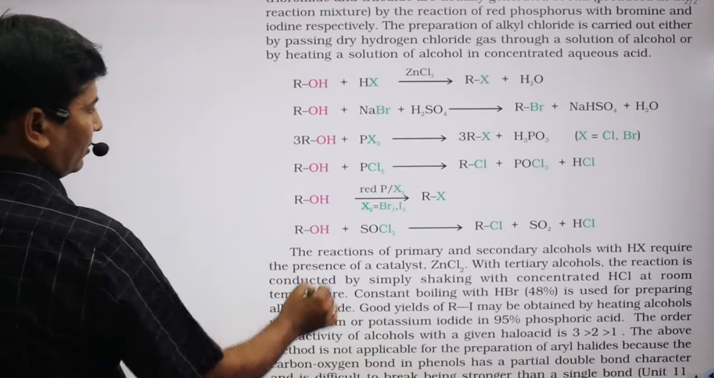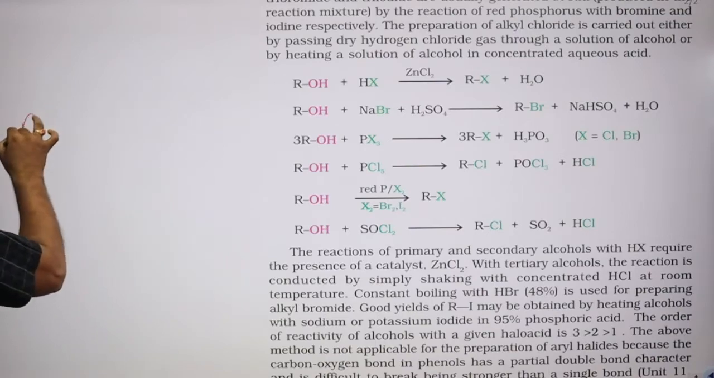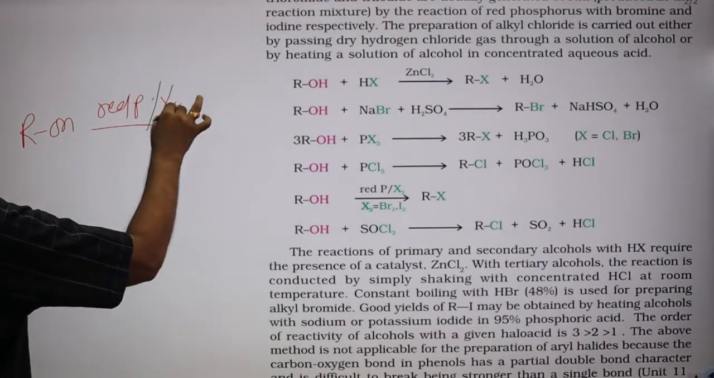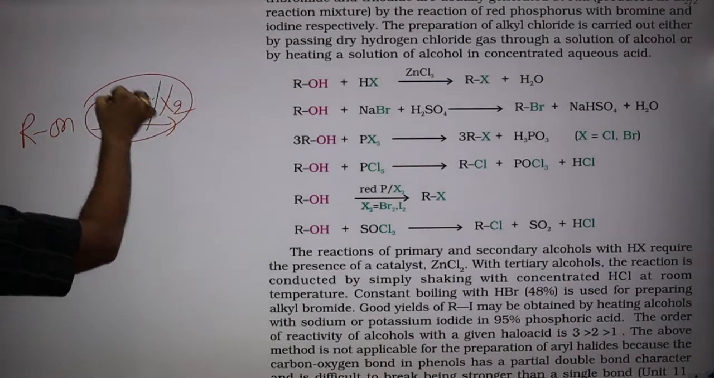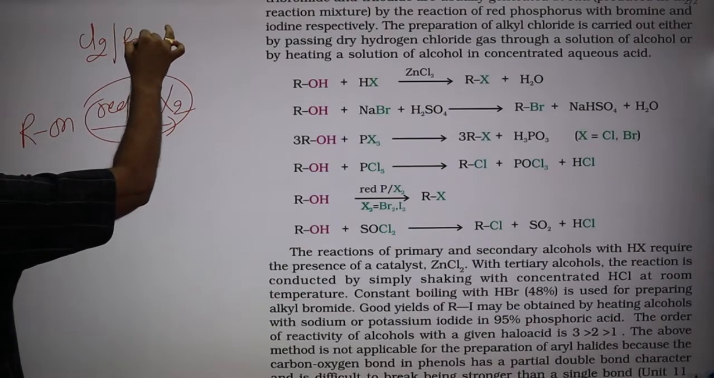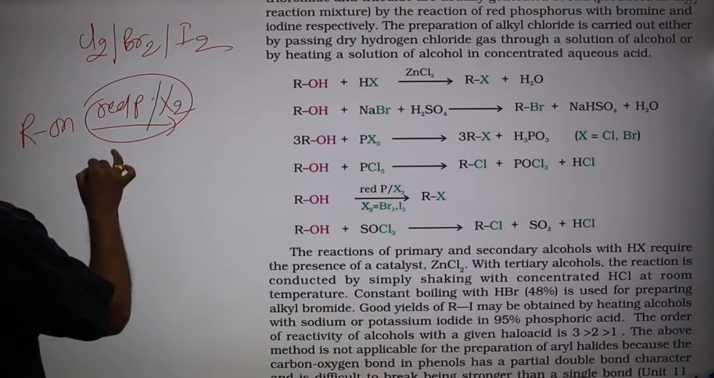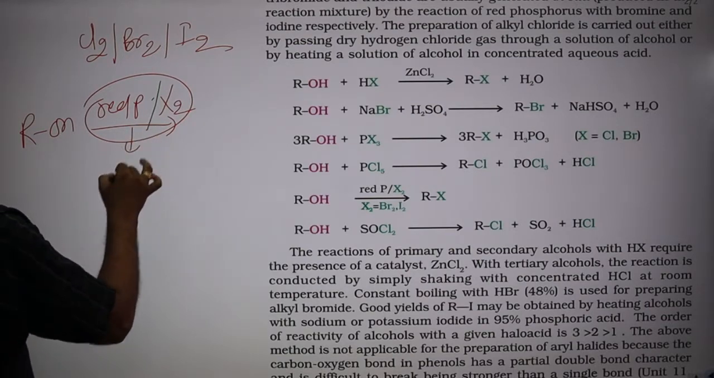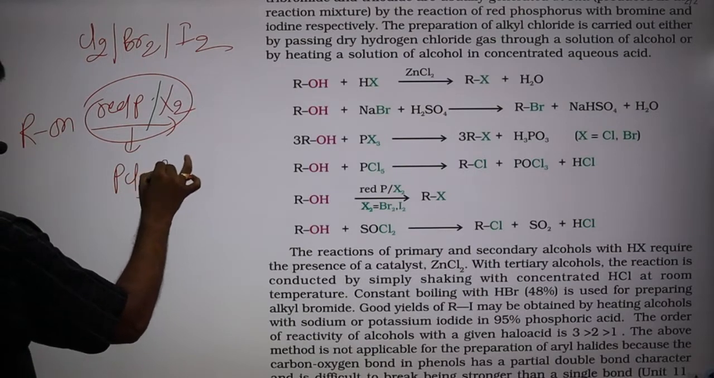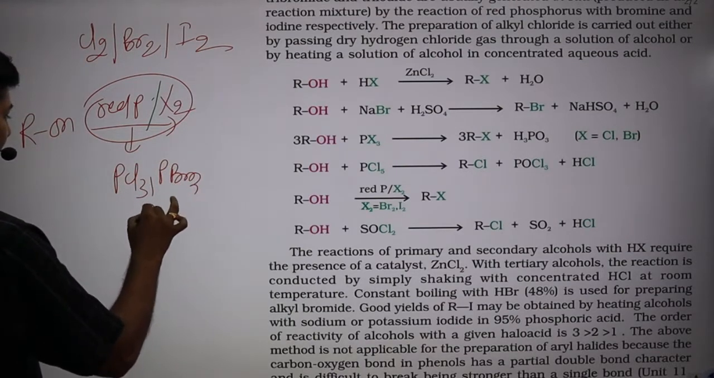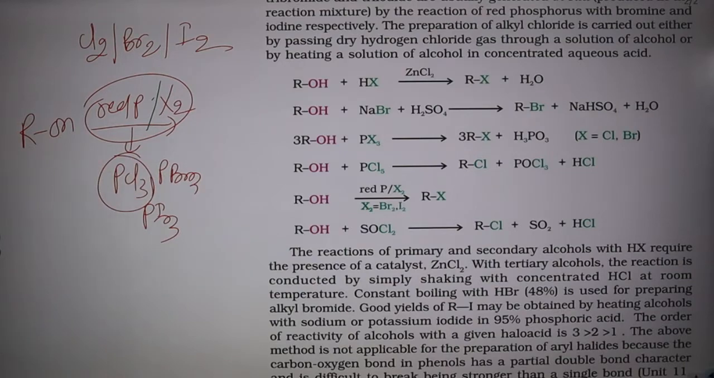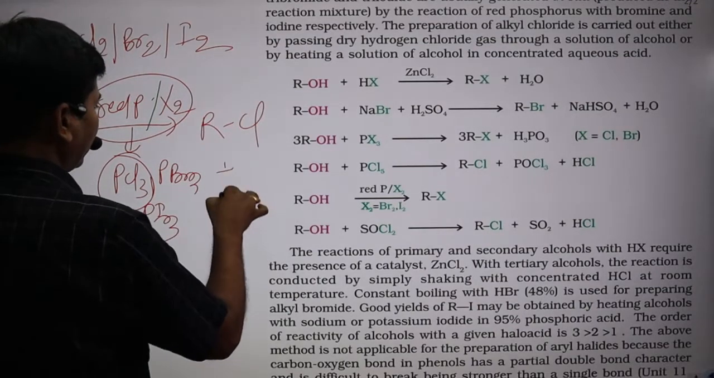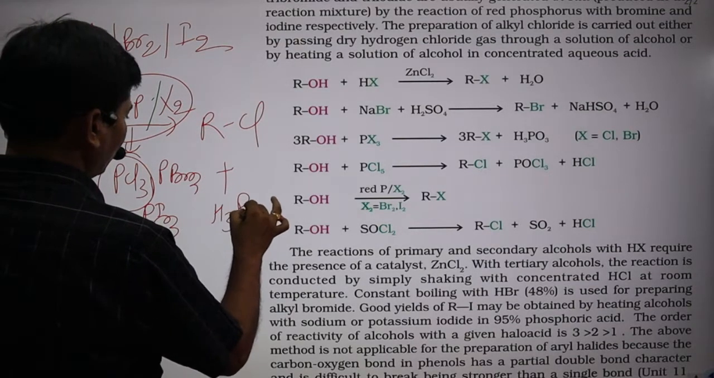Next, we have alcohol reacting with red phosphorus and halogen. In this case we have learned that the halogen can be Cl2, Br2, or I2. We can mention red phosphorus, or directly mention the mixture giving PCl3, PBr3, PI3. I will talk about PCl3. Similarly, we get RCl, and in this case we get H3PO3.